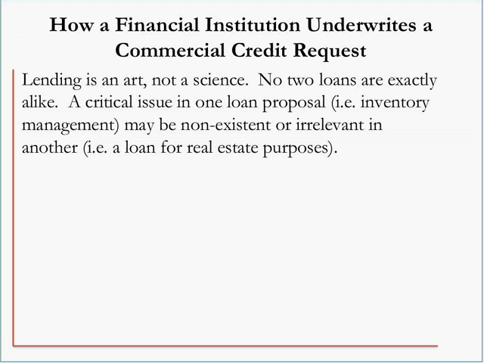How a financial institution underwrites a commercial credit request. Lending is an art. It's not a science. And no two loans are exactly alike. A critical issue in one loan proposal, like inventory management, may be non-existent or irrelevant in another, a loan for real estate purposes. To some extent, we try to make it a science and an art by putting some standards in there, like a minimum FICO score on a personal basis, that kind of thing. But again, it's still an art. Even on our retail side, it's still an art. And when I say retail, I'm talking about consumer loans or personal loans.